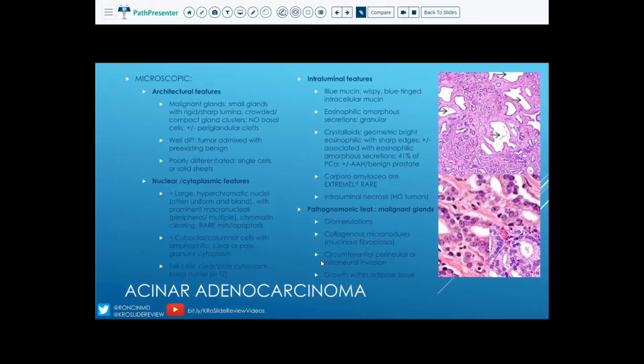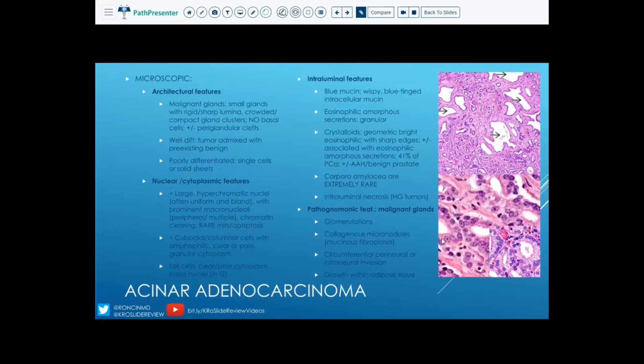So as we were saying, malignant glands tend to be very small with these rigid, sharp lumina. They can be crowded or compact. You should not see basal cells. Okay, so even if you tried staining, they won't be there. And you may or may not see periglandular clefts or retraction. So there's a little bit of retraction here on a couple of these cases. The cells themselves tend to be very large, but still bland. So even though they're big, they're still bland. And you can see these macronucleoli, which are often peripherally located.